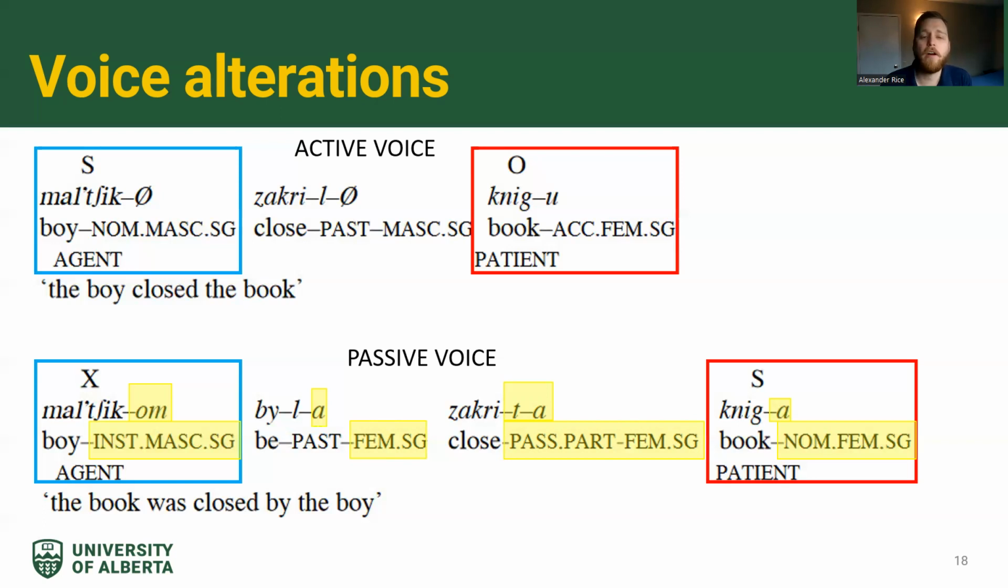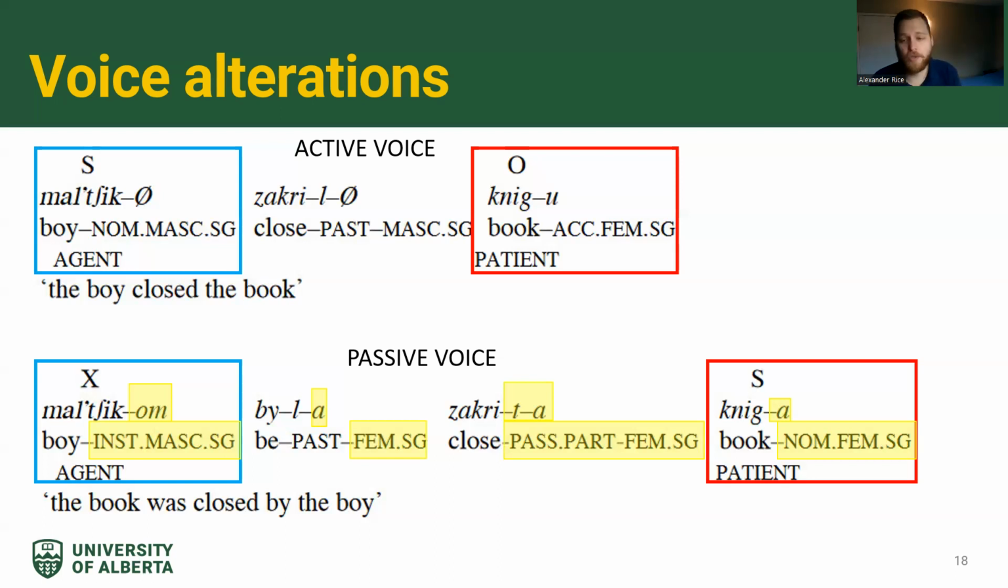So in the active sentence, the verb is marked for masculine singular. The verb is agreeing with the subject, who is the agent, who is the boy, who is also marked for masculine singular. However, in the passive sentence, the verb changes and is marked with feminine singular, which matches the feminine singular marking on the book, which is now the subject, but is still the patient. So agreement also tells us that this is a passive sentence by virtue of the fact that the verb agrees with the semantic patient argument rather than the agent.